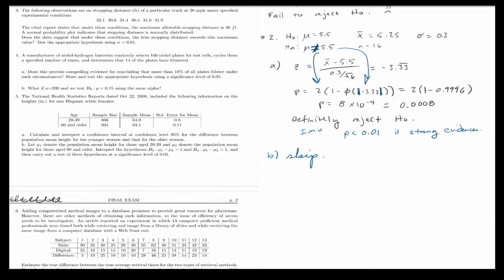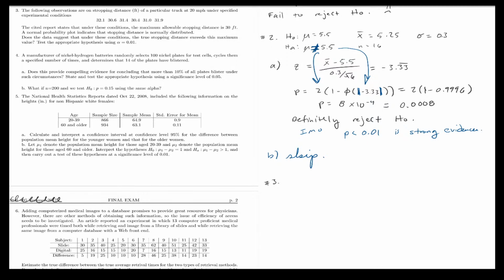All right, so number 3, this says the following observations on stopping distance in feet of a particular truck at 20 miles per hour under specified experimental conditions. The cited report states that under these conditions, the maximum allowable stopping distance is 30 feet. A normal probability plot indicates that stopping distance is normally distributed. Does the data given suggest that under these conditions, the true stopping distance exceeds this maximum value? Test the appropriate hypothesis using alpha equals 0.01.